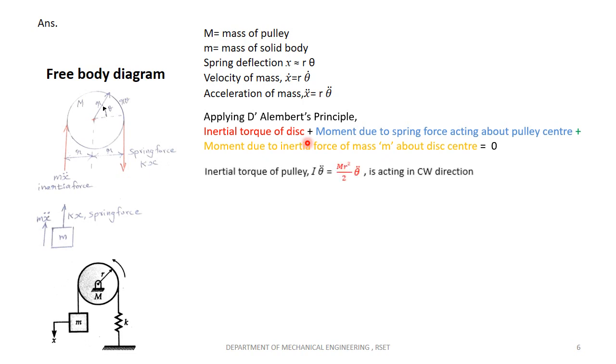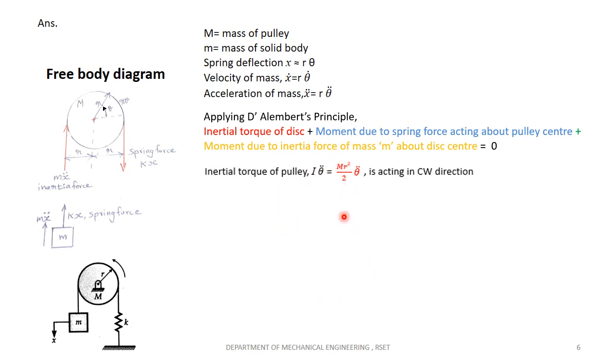So inertial torque is I theta double dot, that is I alpha, where I is the mass moment of inertia of the pulley. I am now writing the equation of motion for the pulley, not the mass. Either you can write the equation of motion of the pulley or of the mass. So the inertial torque of the pulley is I theta double dot. I will be Mr square by 2. Why is it Mr square by 2? For a solid disk, you might have studied in mechanics.